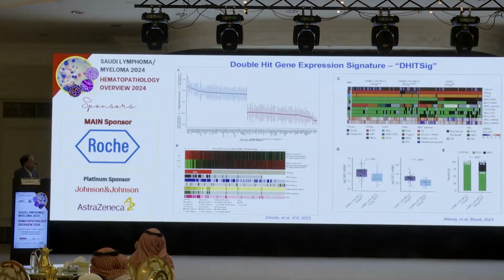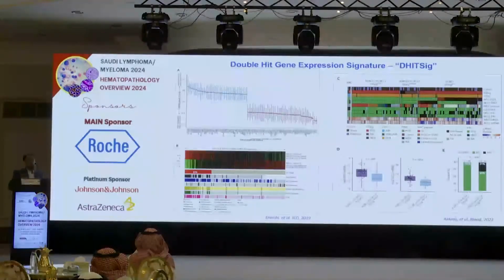There were 27 cases which were double hit out of all the de novo DLBCLs they studied, and out of this, half of them had the double hit signature but were actually FISH negative. So they were not double hit by FISH, but they were double hit by the double hit signature, molecularly.